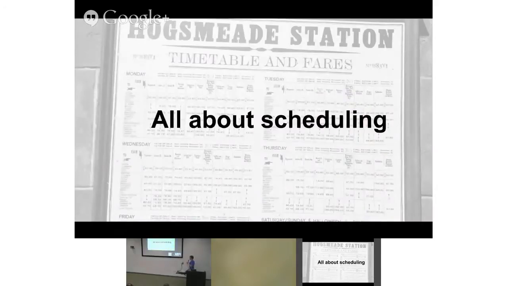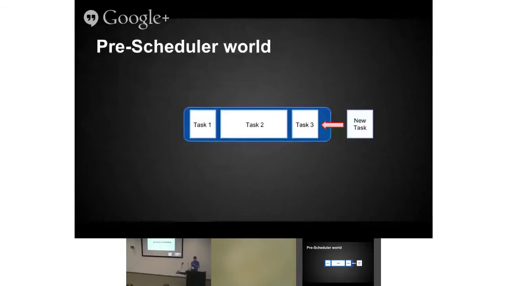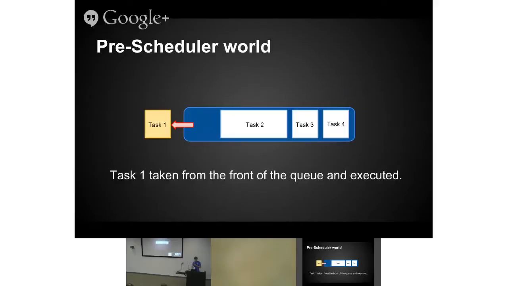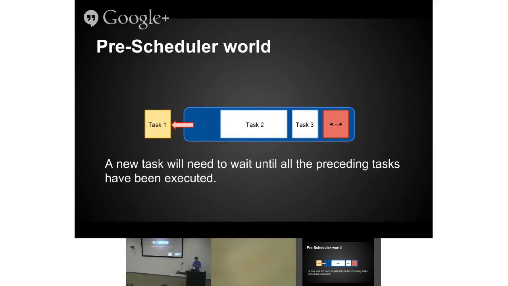So let's talk in a little more detail about what this scheduling means and how these tasks are executed. The basic mechanism we have today is very simple. It's a first in, first out queue of tasks. You put your new task at the end of the queue, take the first task from the front of the queue and execute it. Simple as that. And the problem here is, again, that you put your high priority task at the end of the queue, and it takes a long time for that to get to the front.